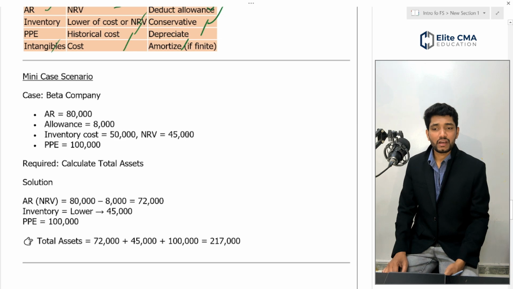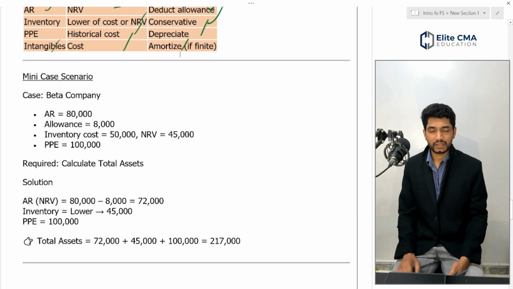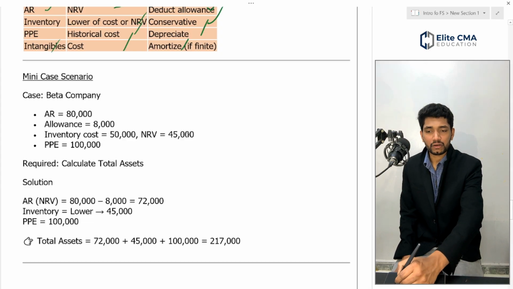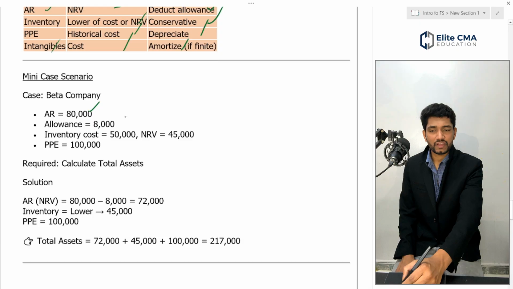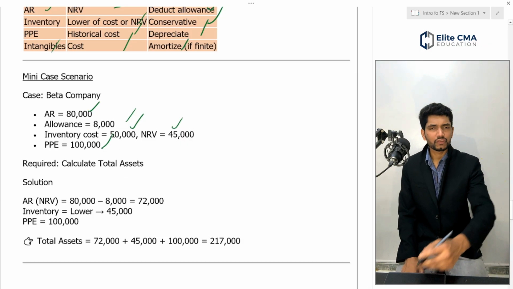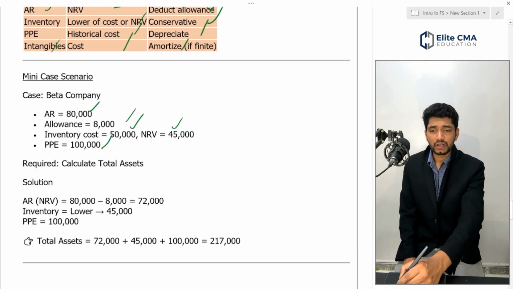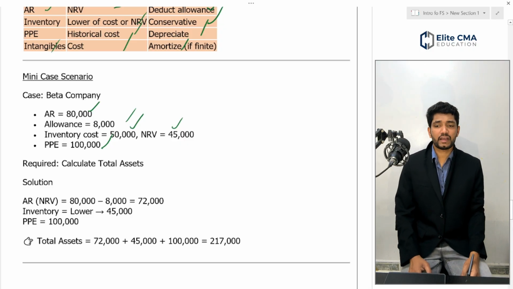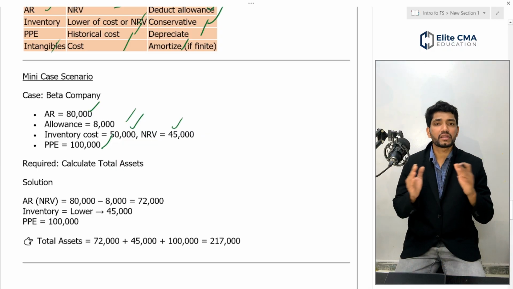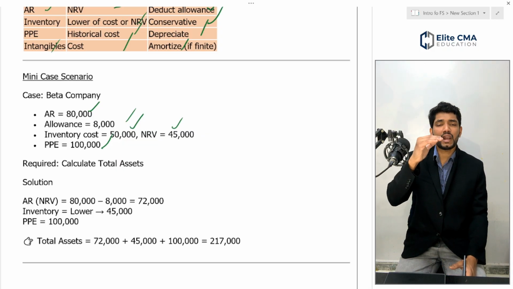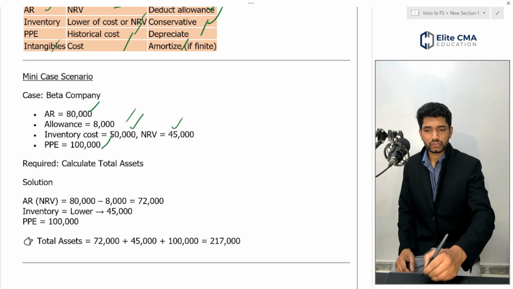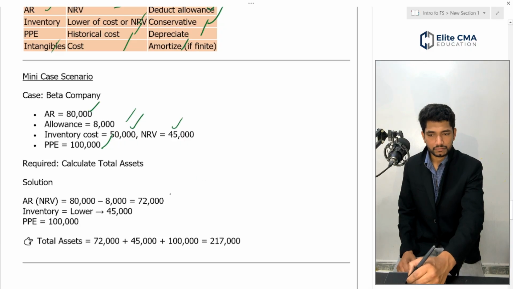Then let's have a simple case scenario for a better understanding. In this case, you can see the total account receivable is 80,000 and allowance is 8,000. Inventory cost is 50,000, the net realizable value is 45,000, and the property, plant and equipment is 100,000. So you have to calculate the total assets. Here you can see the account receivable total value is 80,000, but there is an allowance of 8,000. So to calculate the net account receivable value, you have to reduce the allowance from the total account receivable. So the value of account receivable is 72,000.